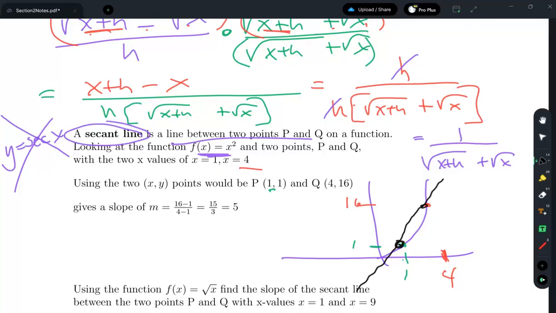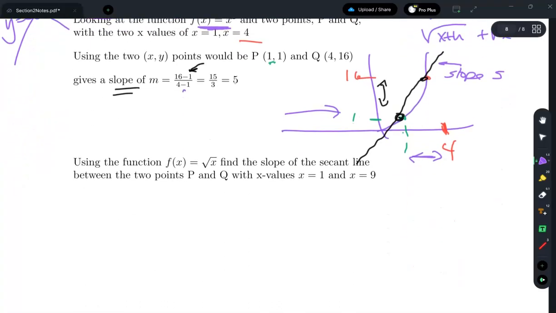Oh, being a little gracious with my line there, right? If we have a line, don't we know we can find a slope? We can. So the change in the y values would be the 16 minus the 1, over the change in the x values, and that would be the 4 minus 1. So the slope of that black line, this slope is 5. Okay, so we're going to be dealing more with this.